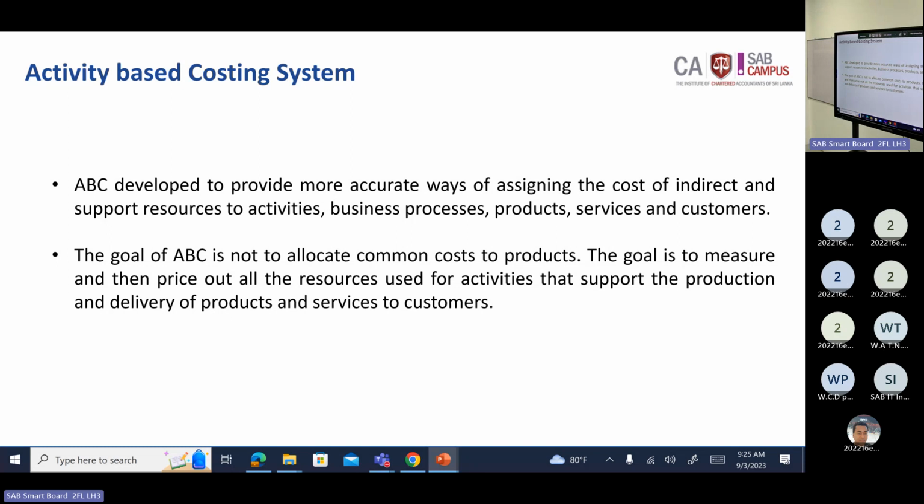Some of these activities may be within one production department. Some of these activities go through even two production departments. For example, two factories. Some of these activities are applicable only for one factory. Some of these activities may be relevant to both factories. So here we are not worried about the center wise. We focus on activity.